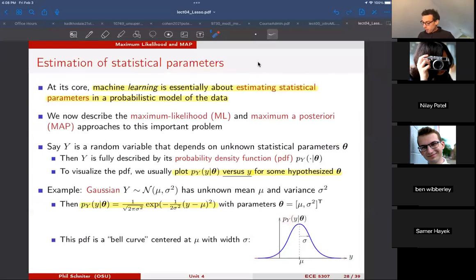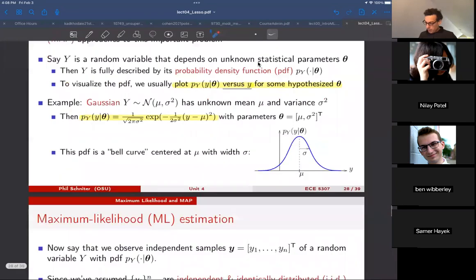If this value is twice this value, it means that it's twice as probable to get that particular value of Y than that particular value of Y. Okay, all right. Any questions before we move on? Okay, so hopefully this is sort of familiar stuff.